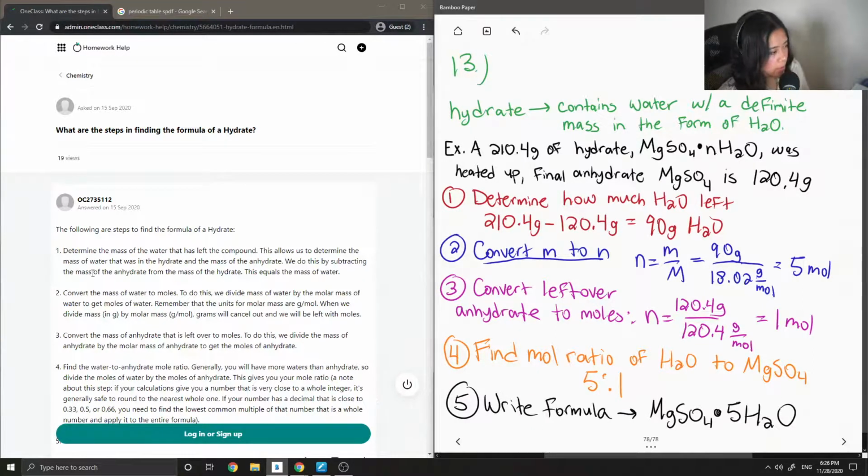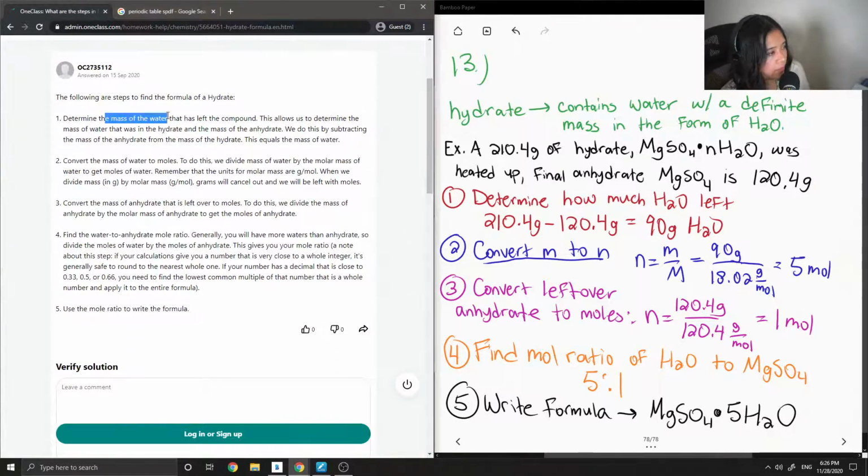Okay, so the junior tutor said, determine the mass of water that has left the compound, which allows us to determine the mass of water that was in the hydrate and the mass of the anhydrate. We do this by subtracting the mass of the anhydrate from the mass of the hydrate. This equals the mass of water. Step 2, convert the mass of water to moles. Divide by the molar mass. Remember that the units for molar mass are grams per mole. When we divide mass by molar mass, grams will cancel out and we'll be left with moles.